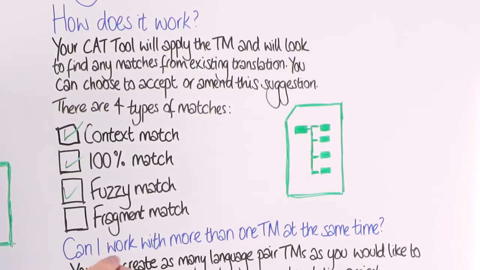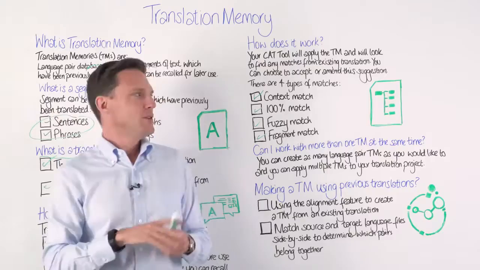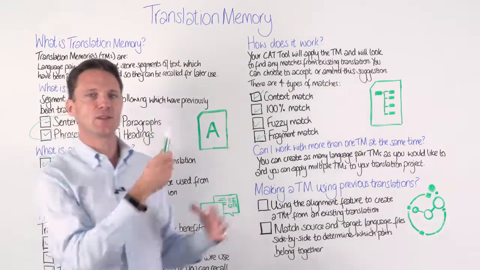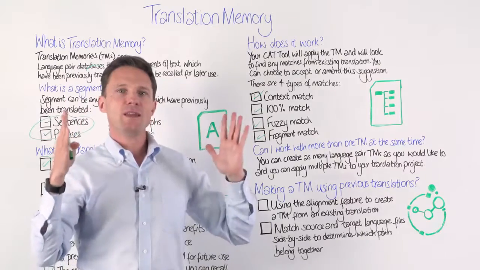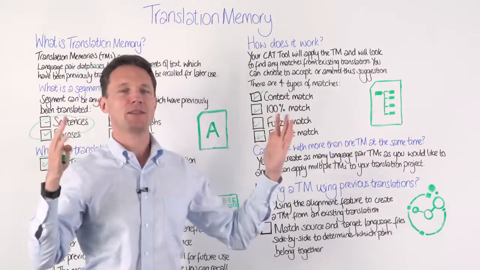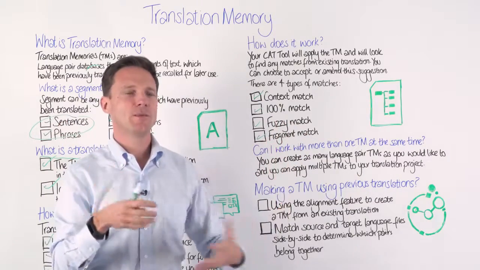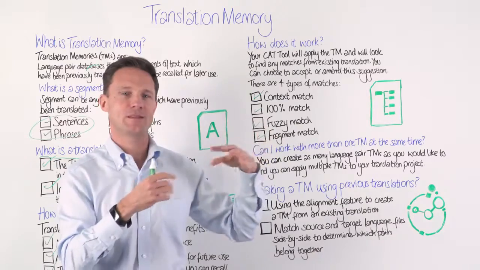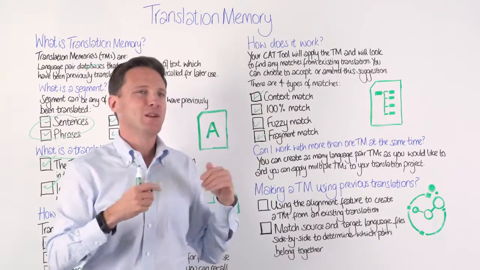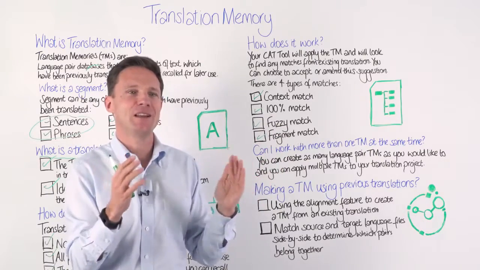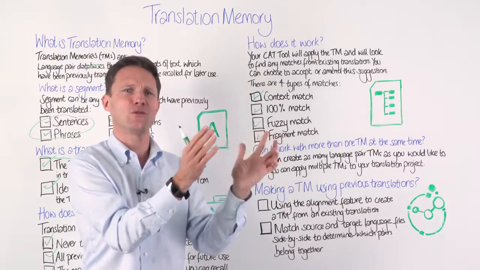One of the newest matches is the fragment match. We talked about paragraphs and sentences and so on. Within a sentence, there might be fragments. You might have a sentence with 10 words, but there might be 3 or 4 words that are the ones that repeat themselves. So you might be translating an entire sentence, and you might have that feeling that you translated those 3 or 4 words.